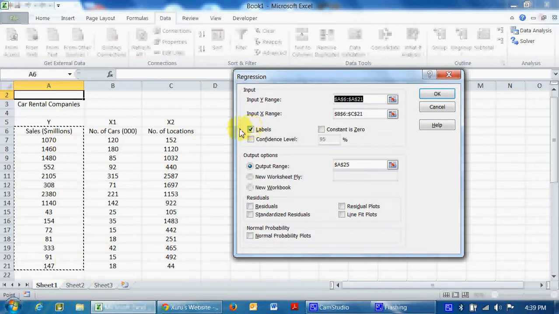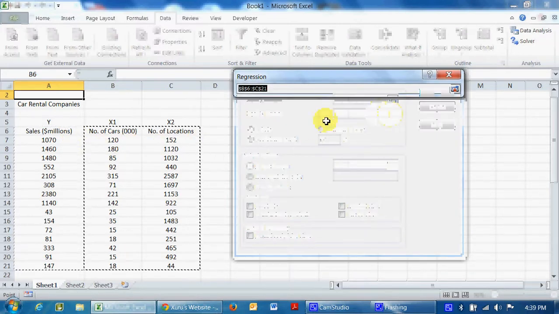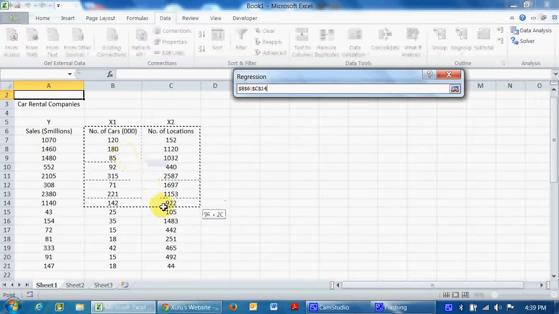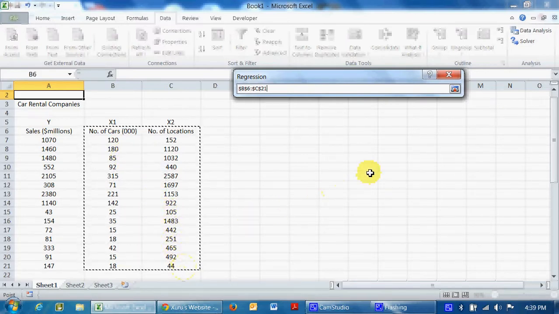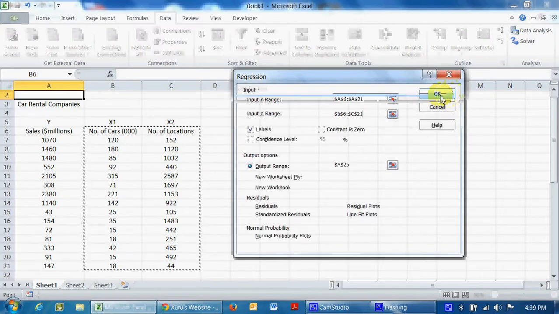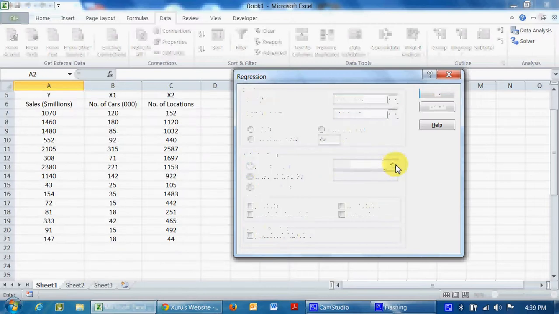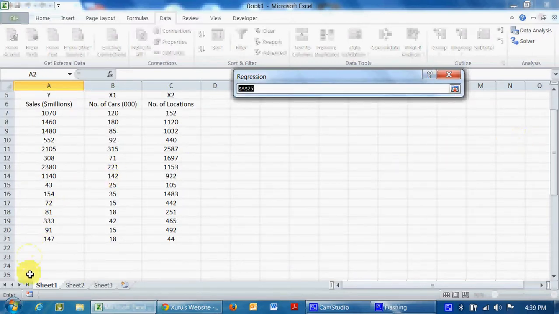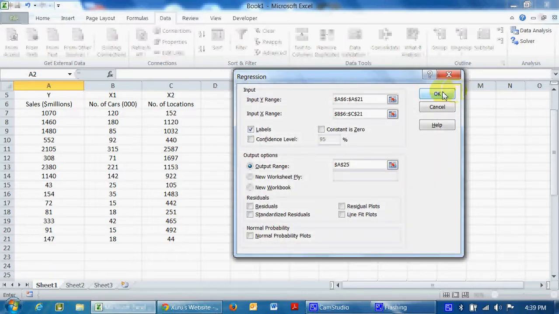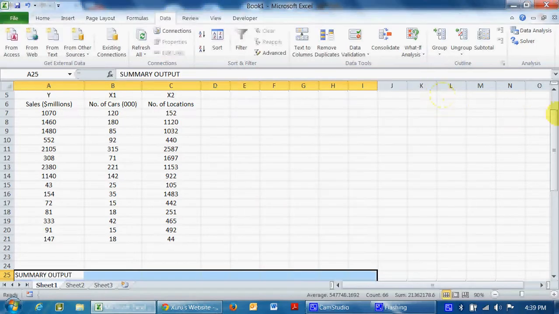I'm going to include labels because I think it makes the output a little more clear. We're going to have our input range, so that would be this group of numbers here, from B6 to C21. I've got labels selected. Our output range is going to be A25, which is what the book recommends, and so I'm going to be consistent with the book there. You could really put it anywhere. Then we're going to hit OK.